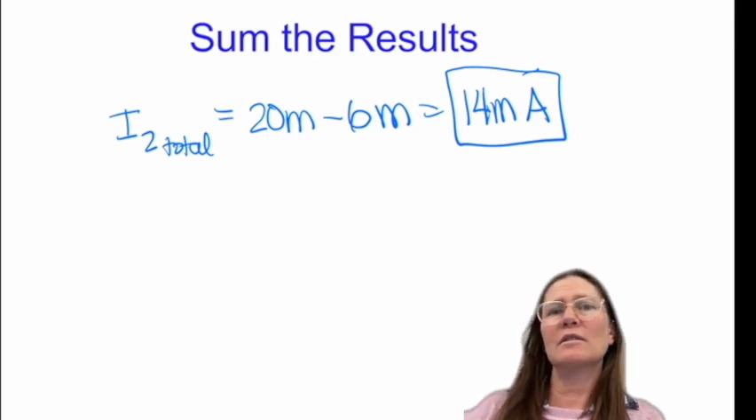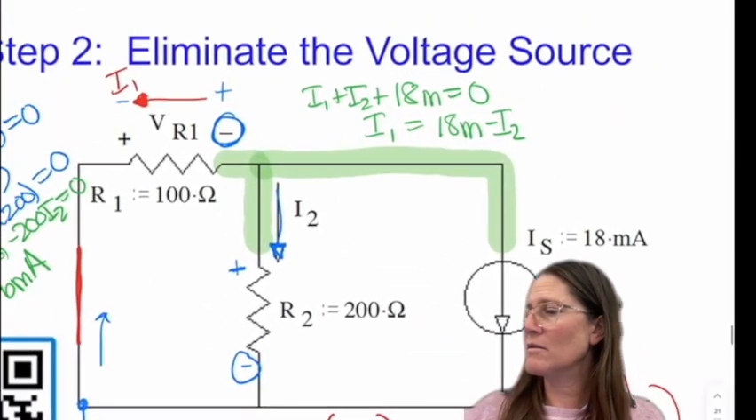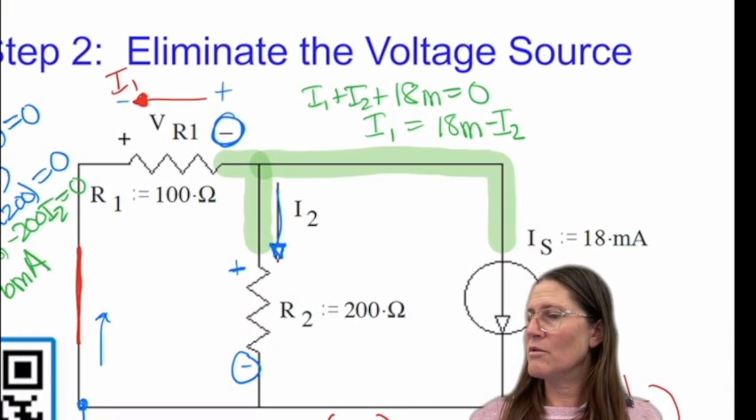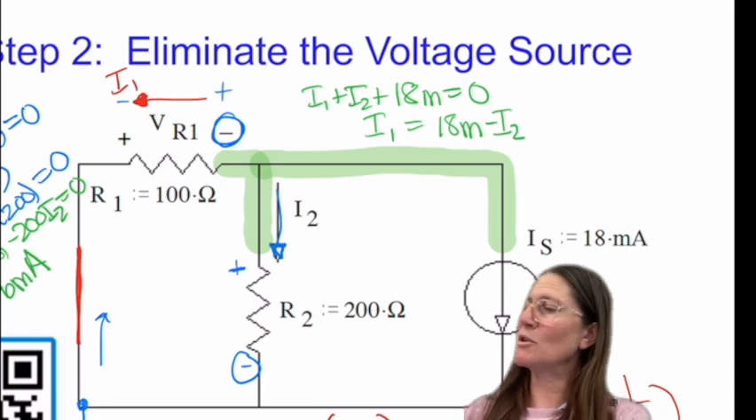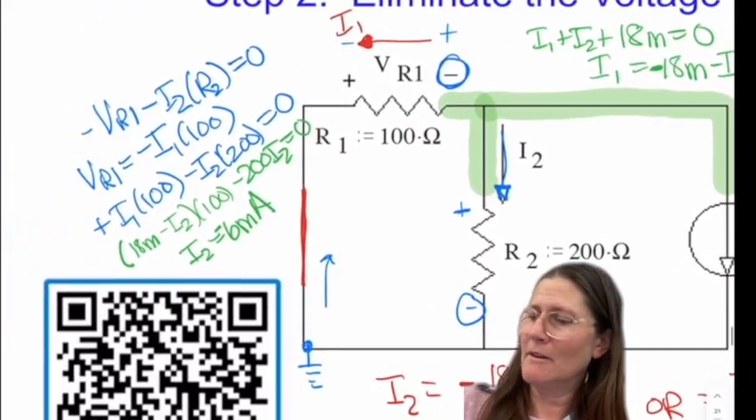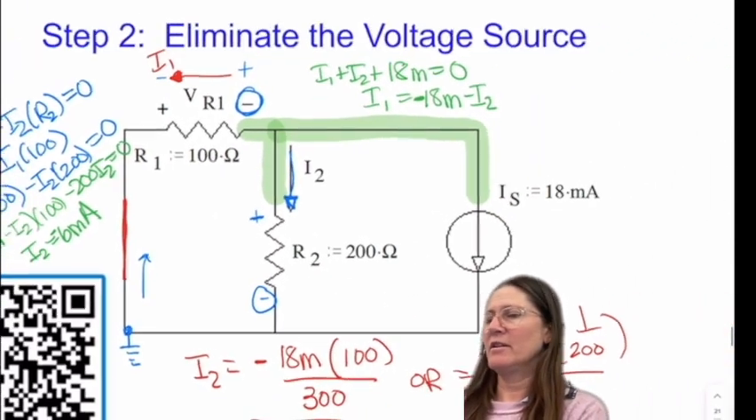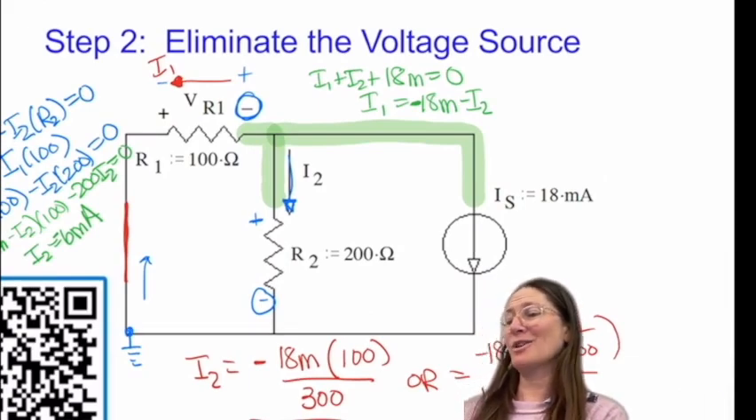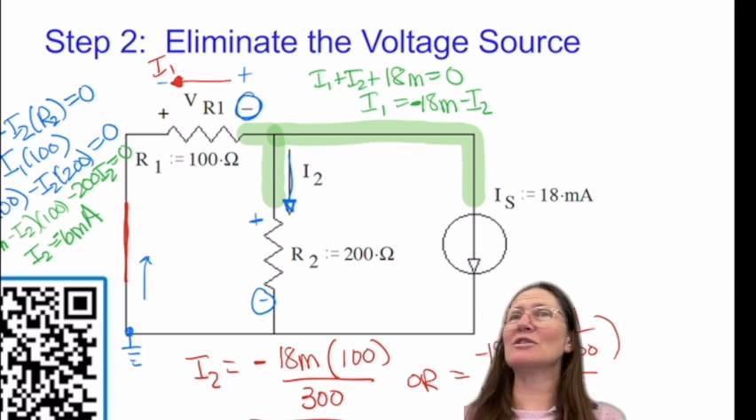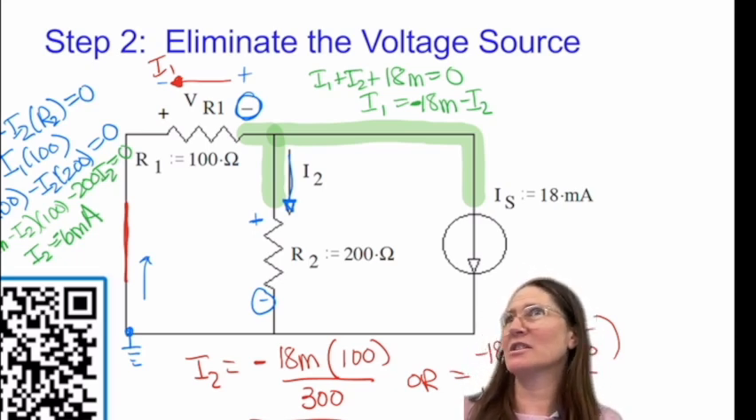Yes? When you were summing I1, I2, and 18 milliamps, a little bit further up, why is the 18 not negative? I1 minus? No, it should. Thank you. That was just my error. It should be a minus. Yeah, there's some that way, and then I take it over to the other side, it should be a minus 18 milli. Okay. Yeah, thanks for catching that.